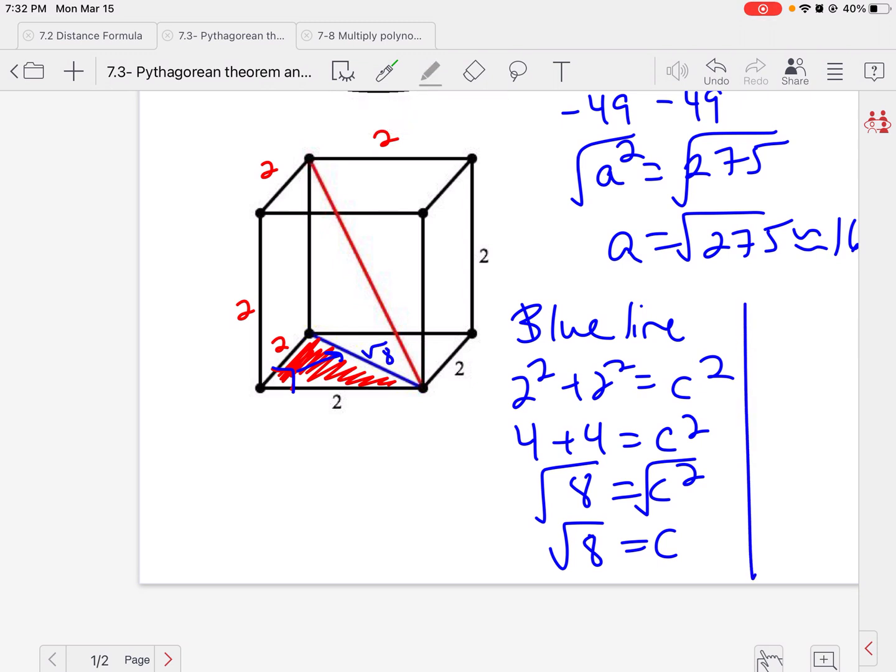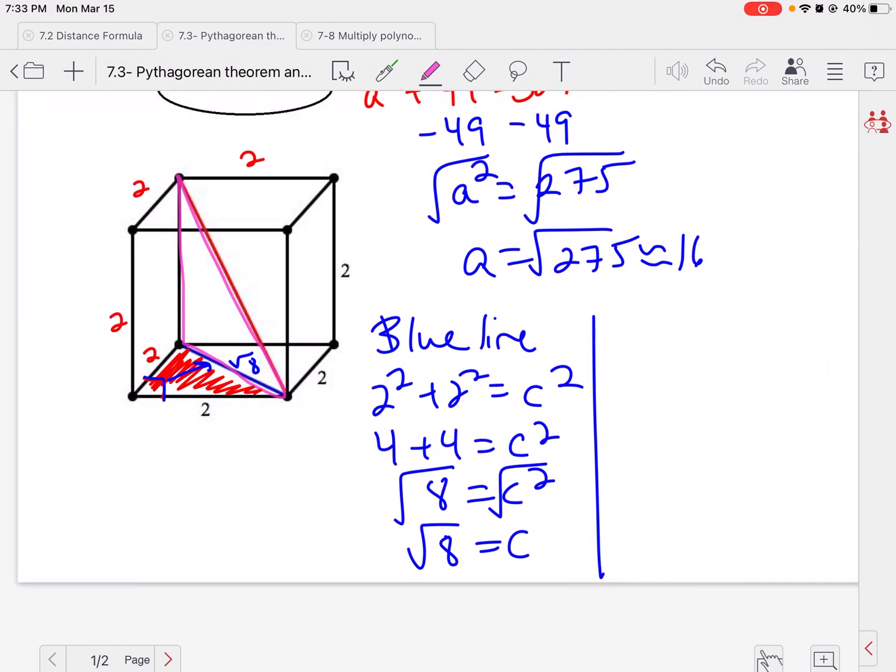Now I need to find the red line. If I look at this, I have a triangle, which I'll draw in pink. We have this line with the blue line and the red line. It makes another triangle. I had to find the blue line before I find the red line, because we're using the blue line to find the red line. Again, this would be my 90-degree angle here, so my red line is my line C. And we know that the height of this square is 2.